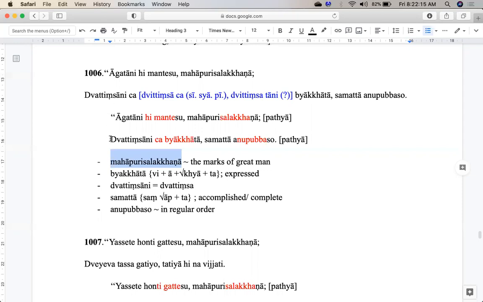And also in the second line, dvattiṃsa byākhāta, byākhāta is a verb form, a past participle. We prefix the root, which is kyā in Sanskrit. In Pāli, just khā. But because of kya, later it becomes kkh, a double consonant. So khya becomes kkha. And also va becomes ba, so vyākhāta, that is expressed or explained or indicated.